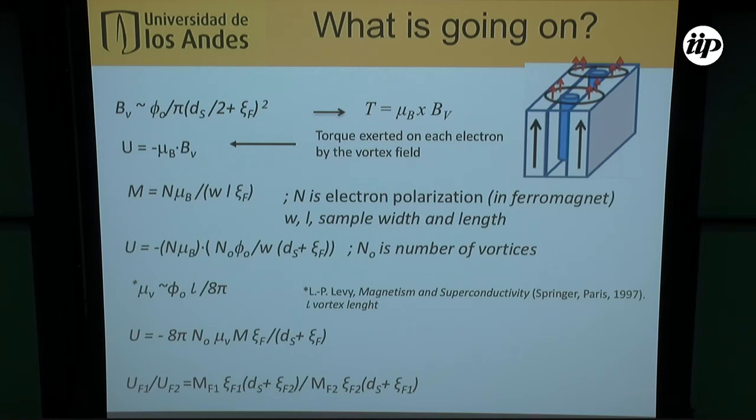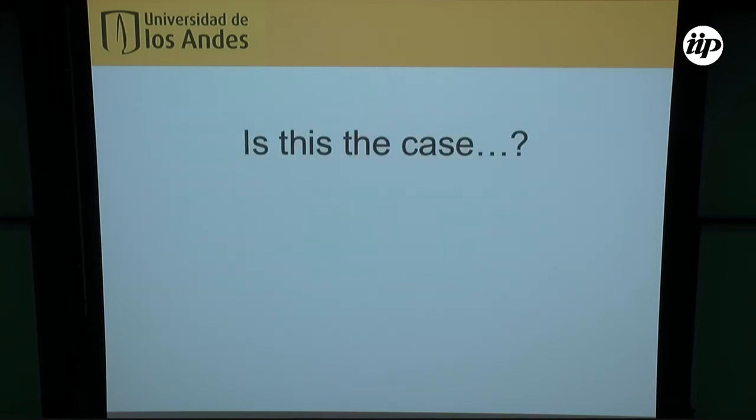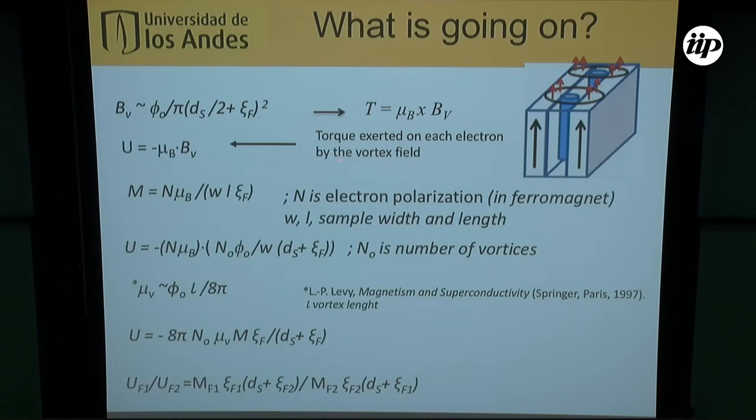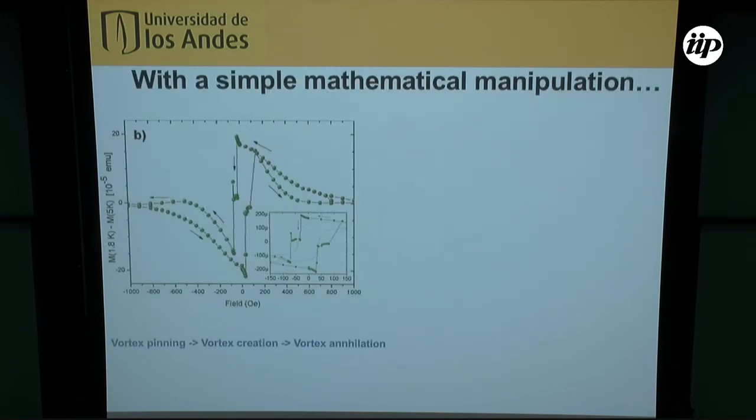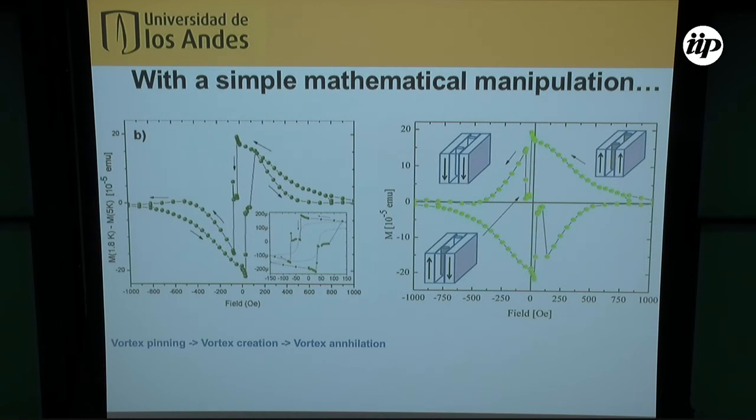So let's see if this is actually the case. Bear in mind one thing which is important. If the electrons in the ferromagnets are feeling a torque, then by Newton the vortices are also feeling a torque, right? Therefore, what's going on? If that is the case, let's do some mathematical manipulation, bling, and I got this.